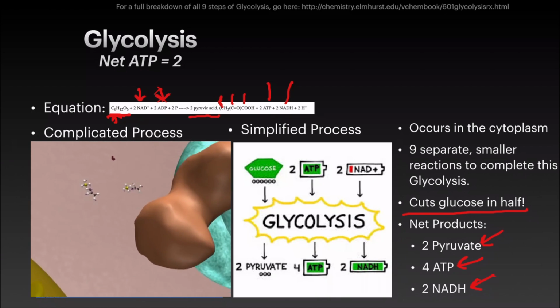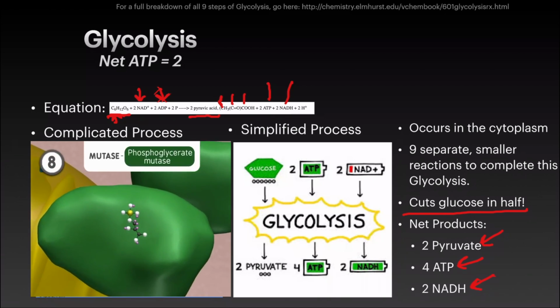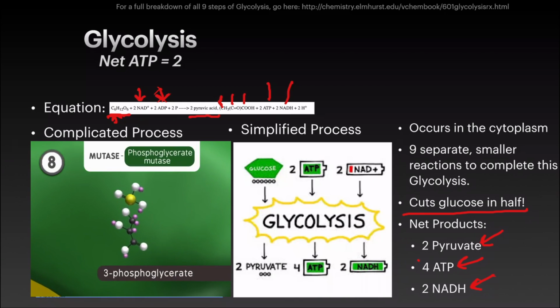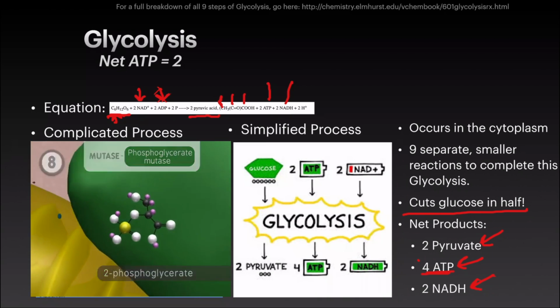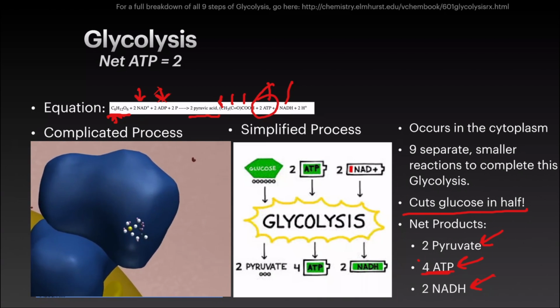And because we used 2 ATPs in the process, we actually only net 2 ATP here, even though 4 are generated. Because we had to use 2, we only technically get 2 out of the overall equation for glycolysis.